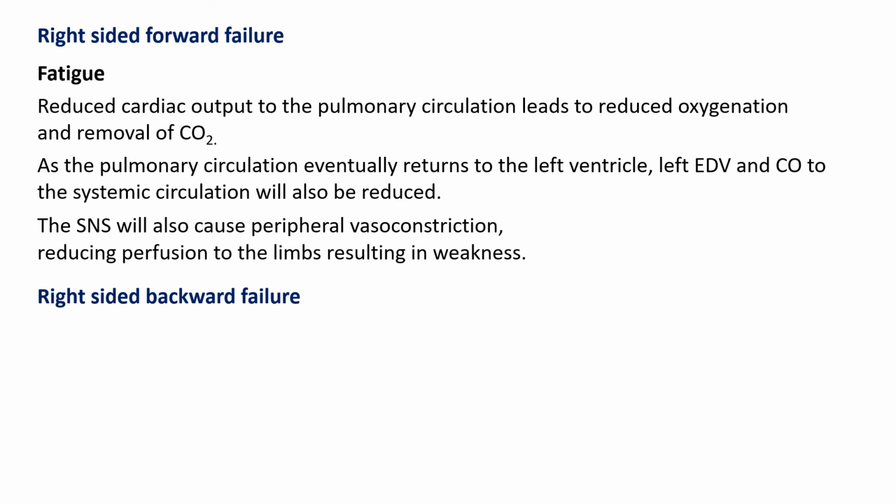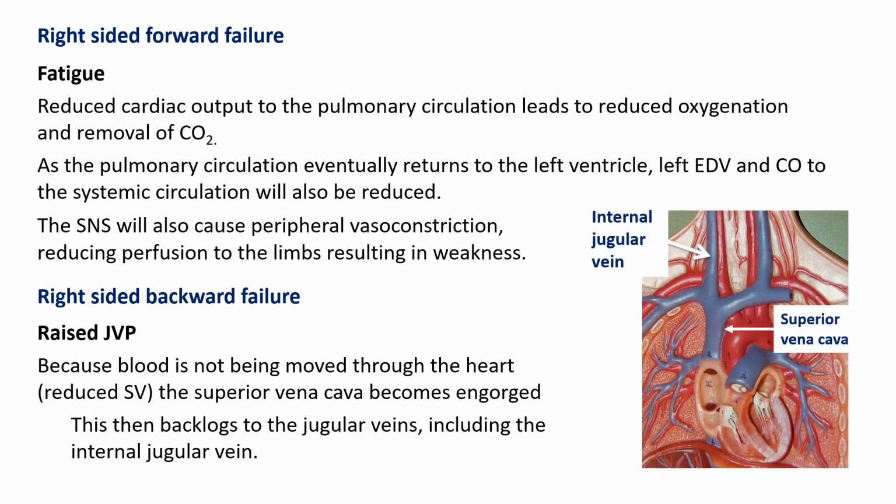Right-sided backward failure. So, okay, if we think about the right side and where it's backing up to, it's backing up into the vena cava. So we have the potential for raised JVP, jugular venous pressure. Because blood is not being moved through the heart, the superior vena cava, in this case in terms of JVP, becomes engorged. This then backlogs to the jugular vein, particularly the internal one, which is where you look for JVP.